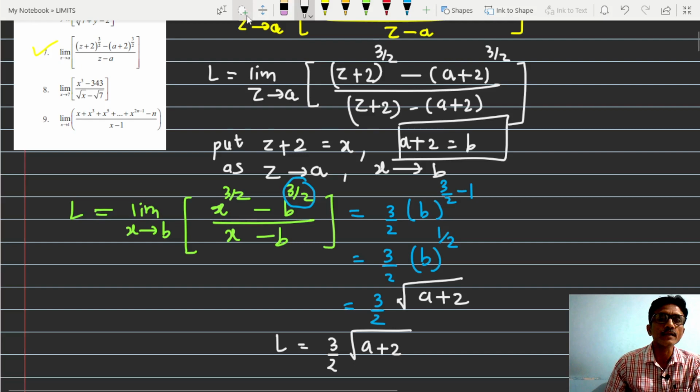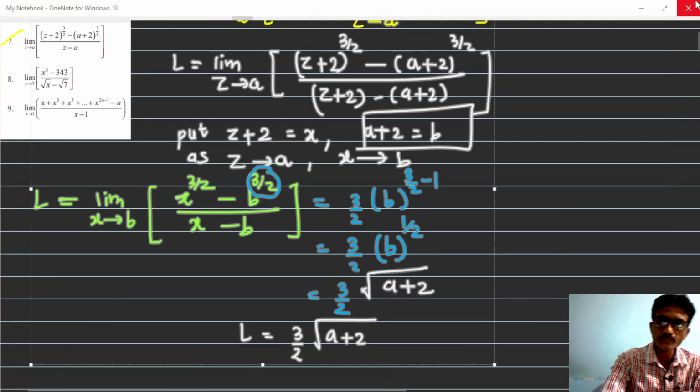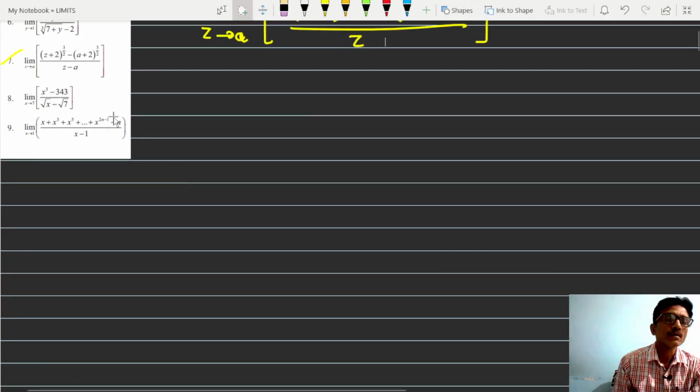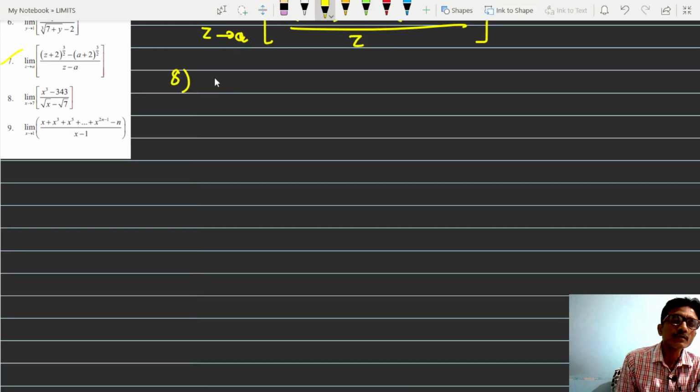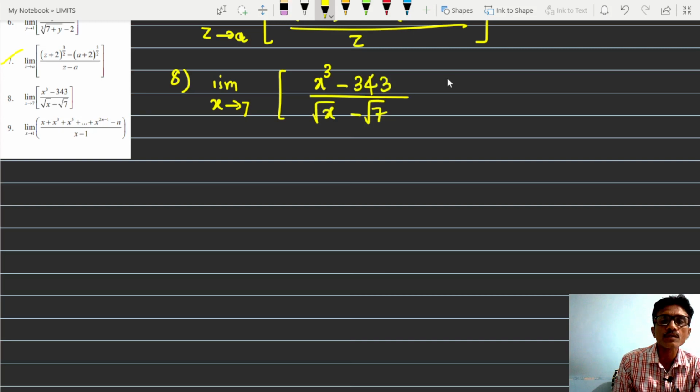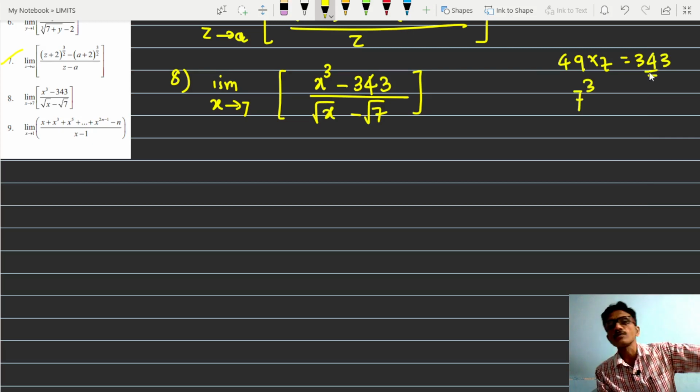See here question number 8. Question number 8 is limit x tends to 7 of (x cube minus 343) upon (root of x minus root of 7). तो 343 आपको देखना है 7 के मल्टीपल में है क्या? 7 स्क्वायर इज 49. 49 को आप 7 से मल्टीप्लाई करके देखो तो it gives us 343. तो 343 is 7 raised to power 3. 7 cube is equal to 343.